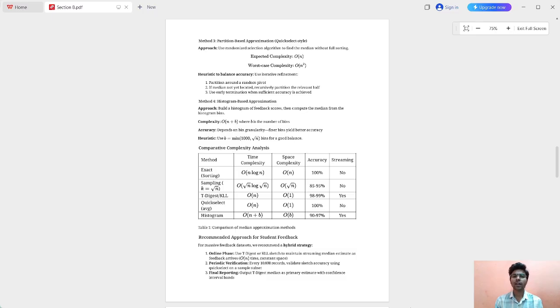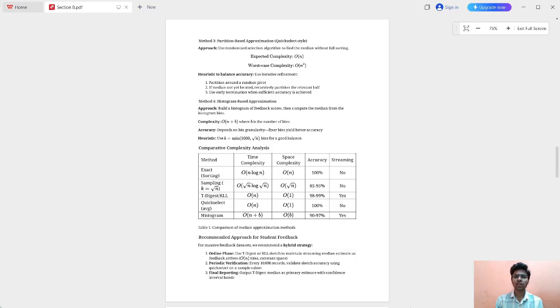Heuristically, to balance accuracy, use iterative refinement. First, partition around a random pivot, and second, if the median is not yet located, recursively partition the relevant half. Third, use early termination when sufficient accuracy is achieved. Fourth is histogram-based approximation.